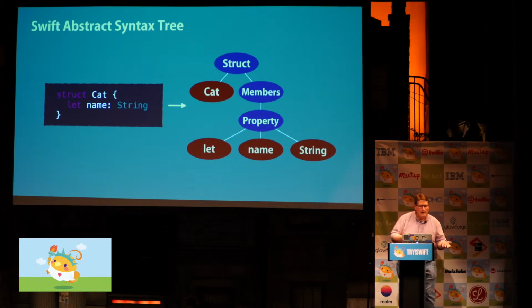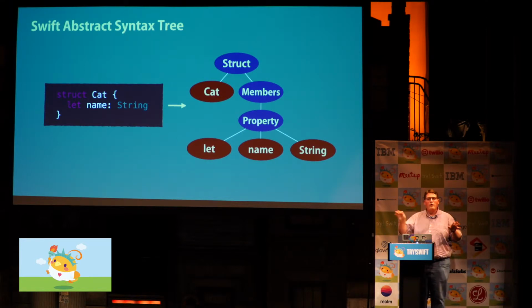We have the name cat. We have the one property name. That's a string. This is essentially what the Swift compiler thinks about when it reasons about your code. But notice that there are a lot of things missing. Specifically, what about all those, the colon, the spaces, the braces? All of those get thrown away when we do this very abstract representation.